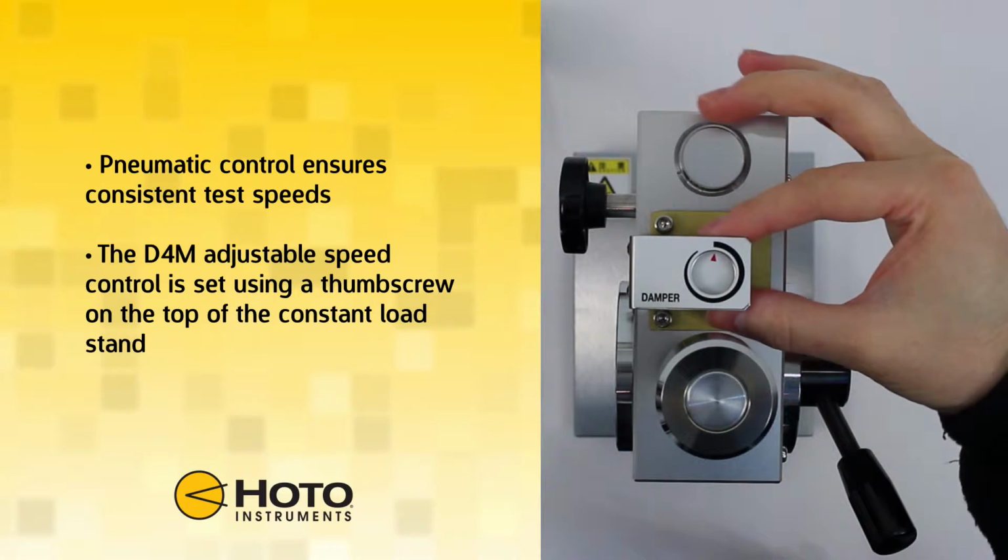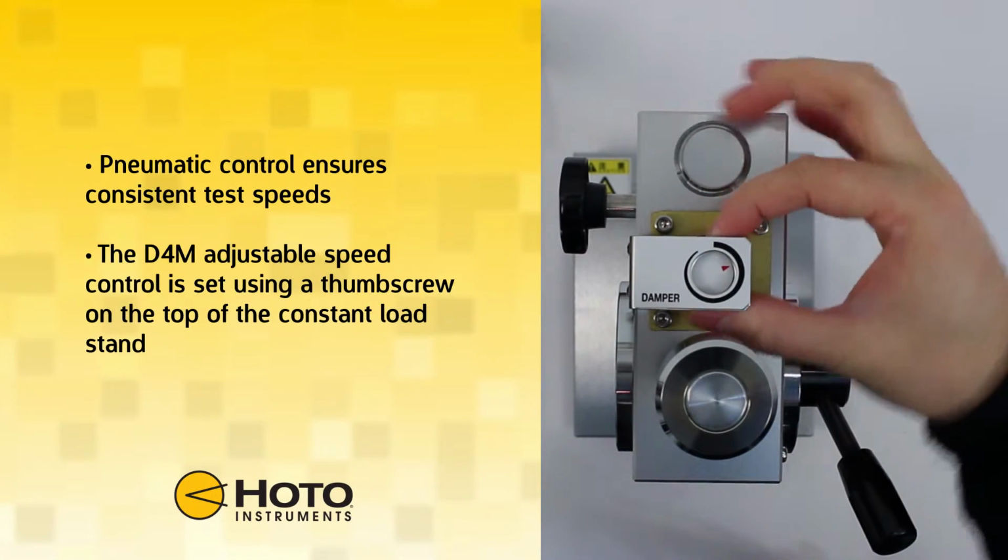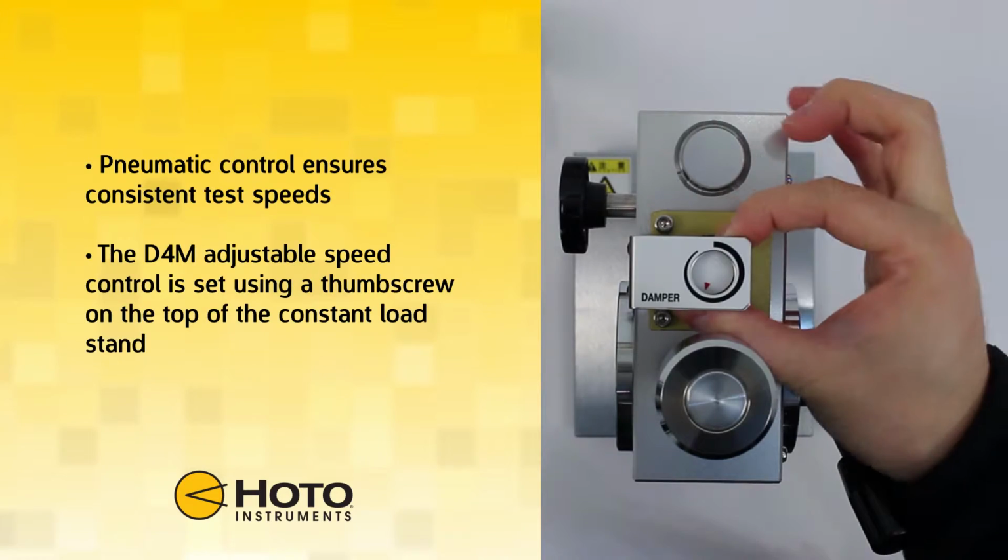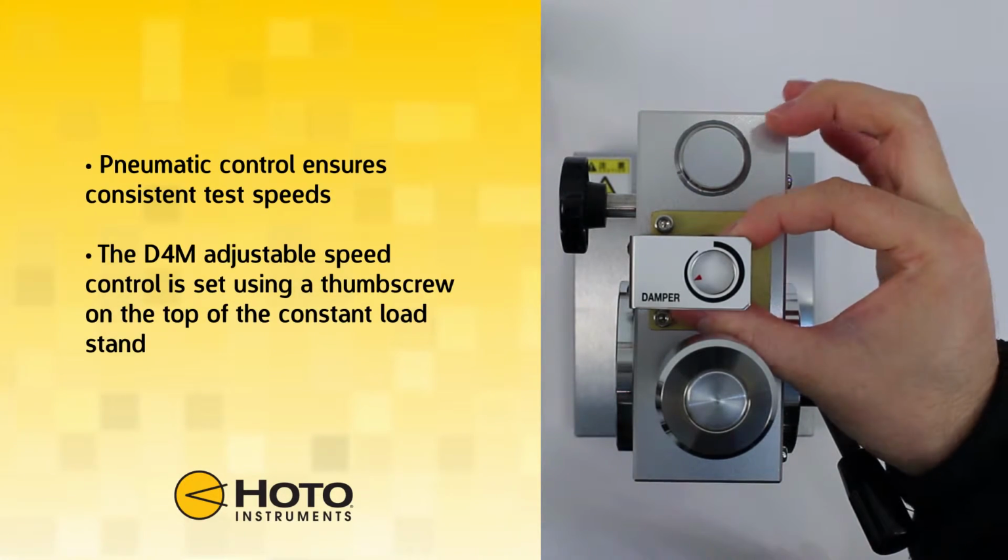The D4M has an adjustable speed control thumb screw on the top of the stand. Pneumatic control ensures consistent test speeds.